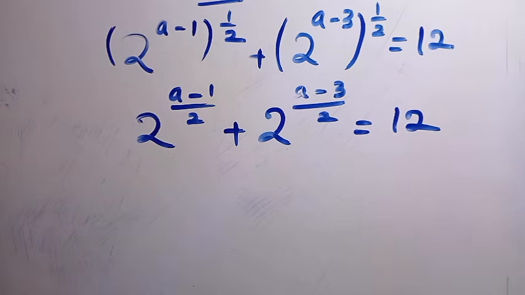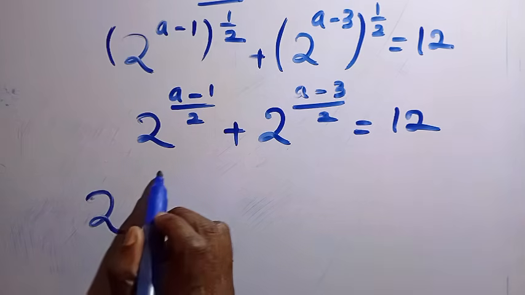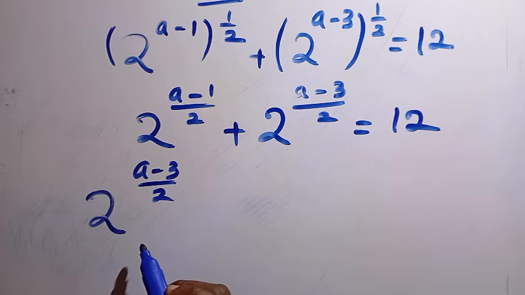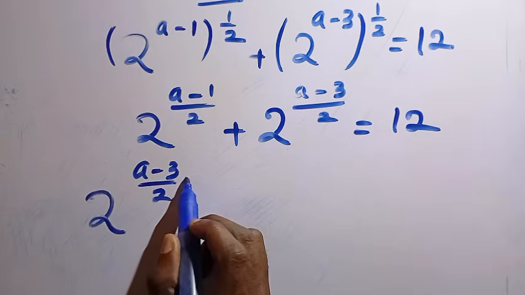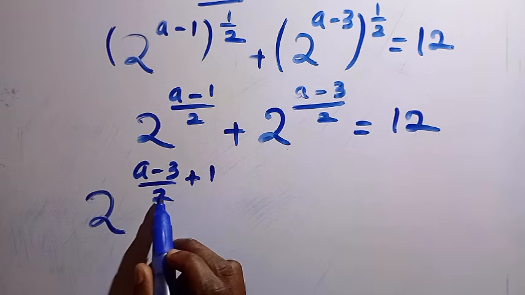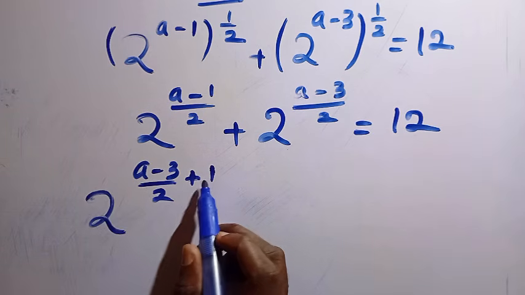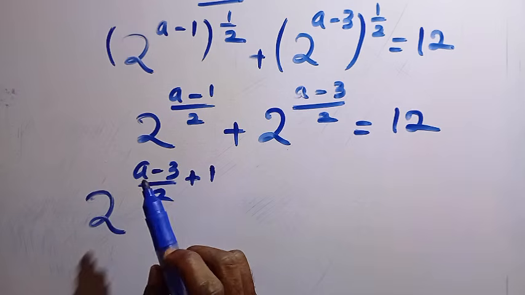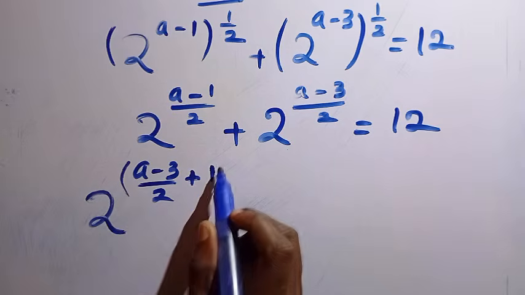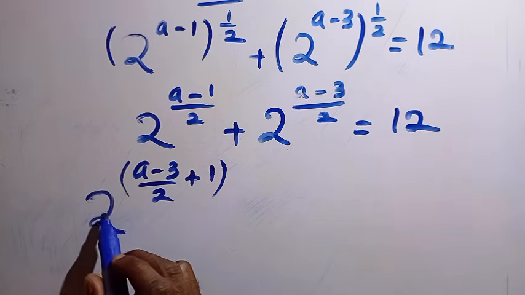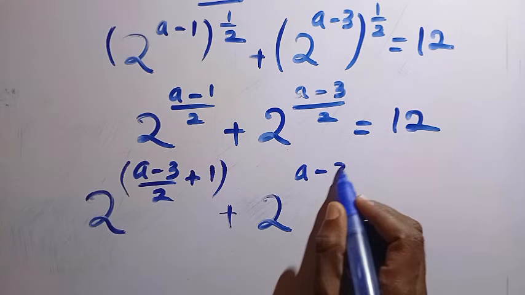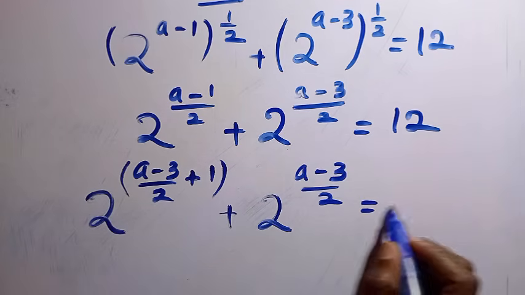If I have this as 2 to the power of a minus 3 over 2, this is what I need, but it was a minus 1 over 2. It means if I add 1 to this, since 2 multiplied by 1 gives us 2, and minus 3 plus 2 gives us minus 1, we get what we have above. All of these are on the base of 2. Then plus 2 power of a minus 3 divided by 2 equals 12.